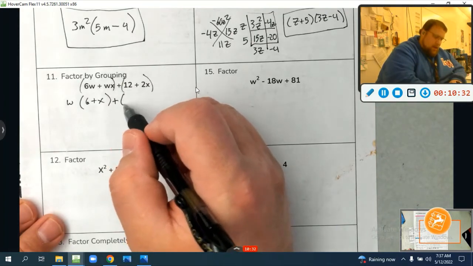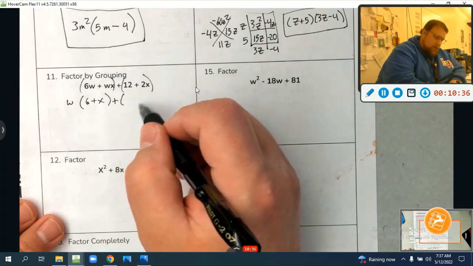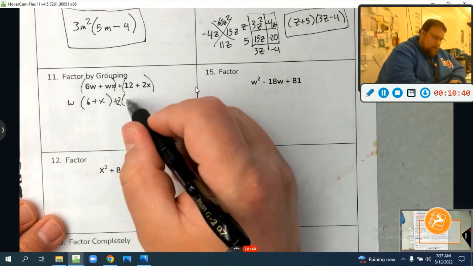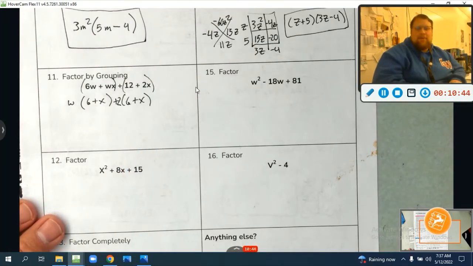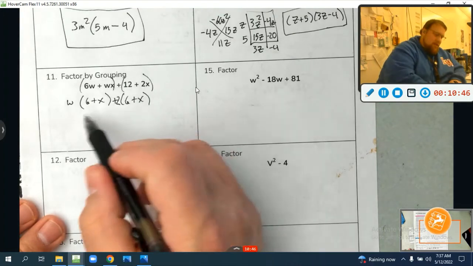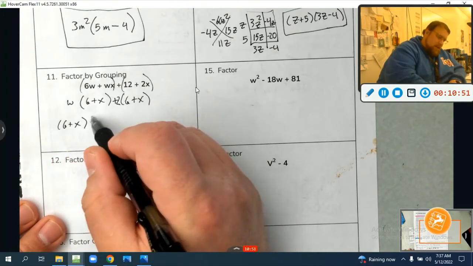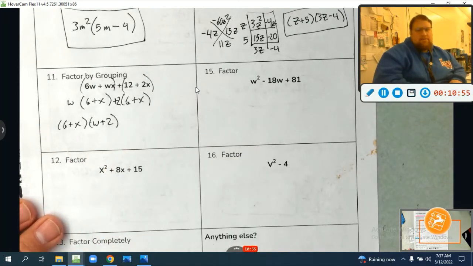Plus, what can I take out of 12 and 2? I put parentheses a little too early. I can take a 2 out. And I'm left with what? 6 plus X. Hey, look at that. That wasn't bad at all. So now they both have a 6 plus X, so I can write this down as 6 plus X times W plus 2. And honestly, that's a great answer.